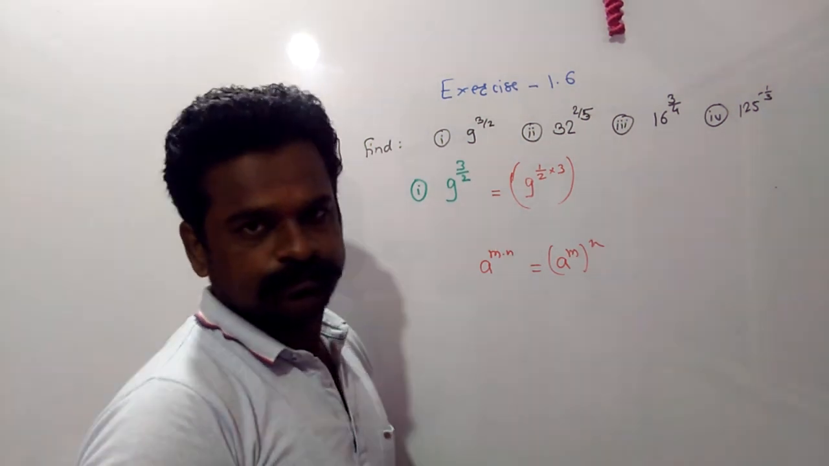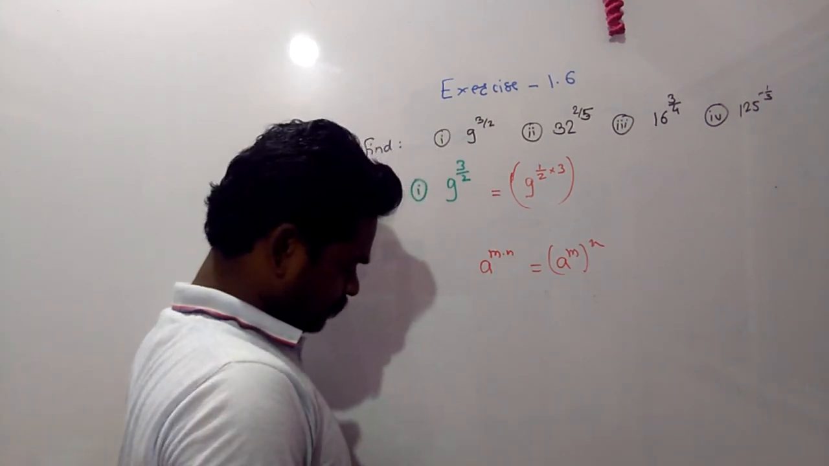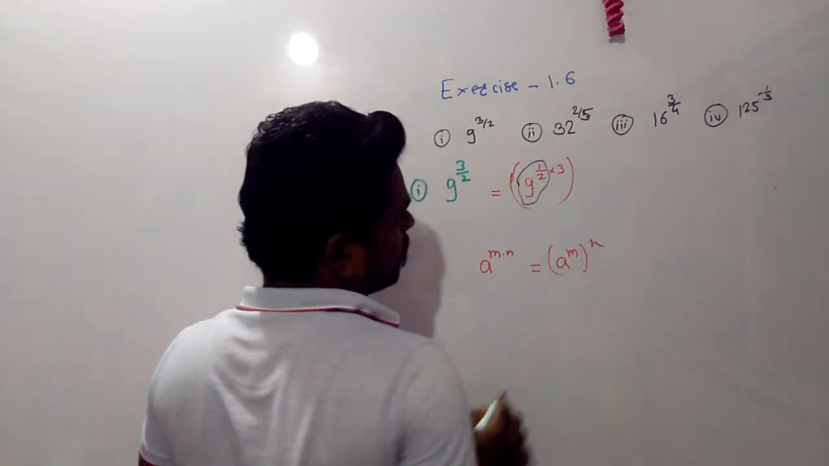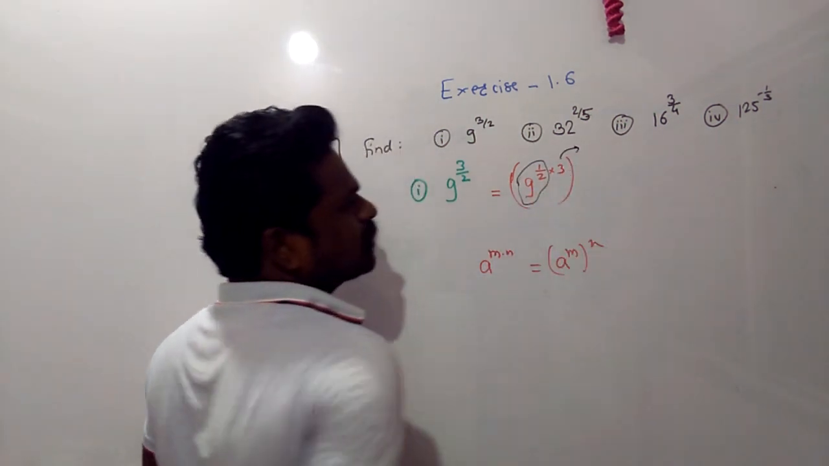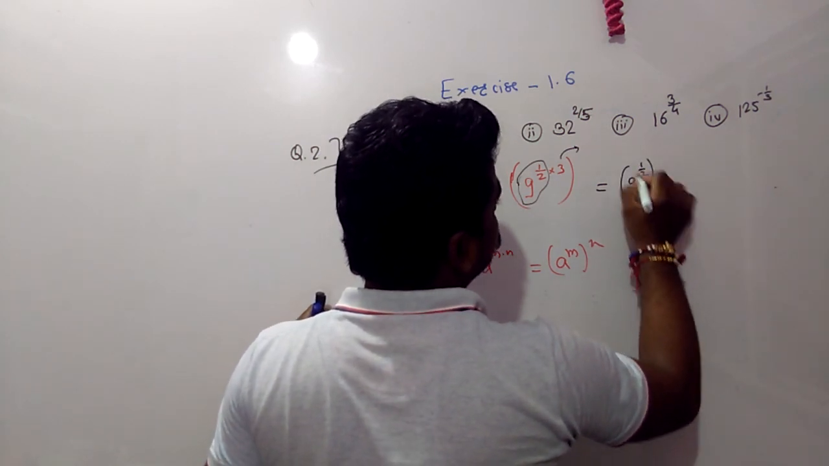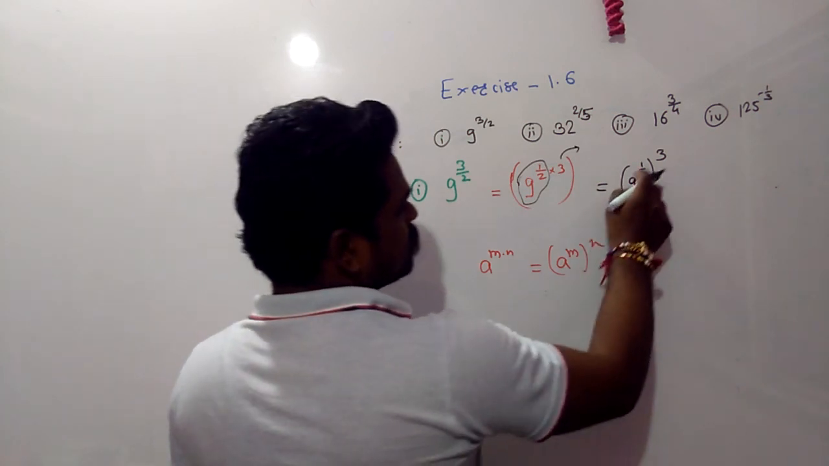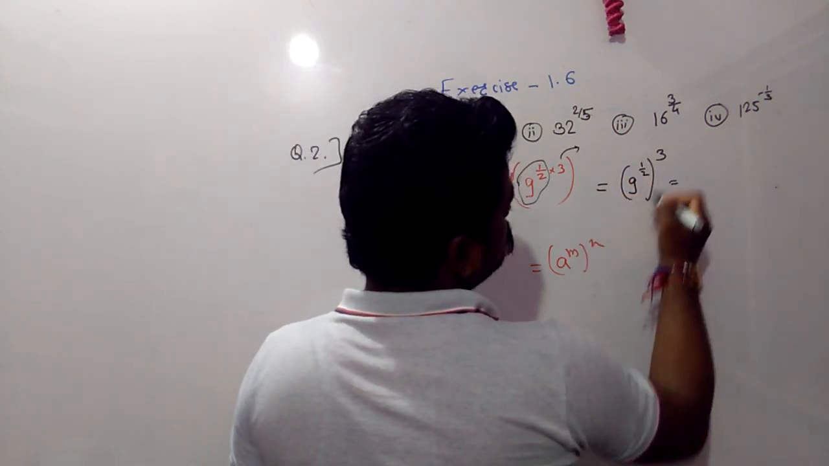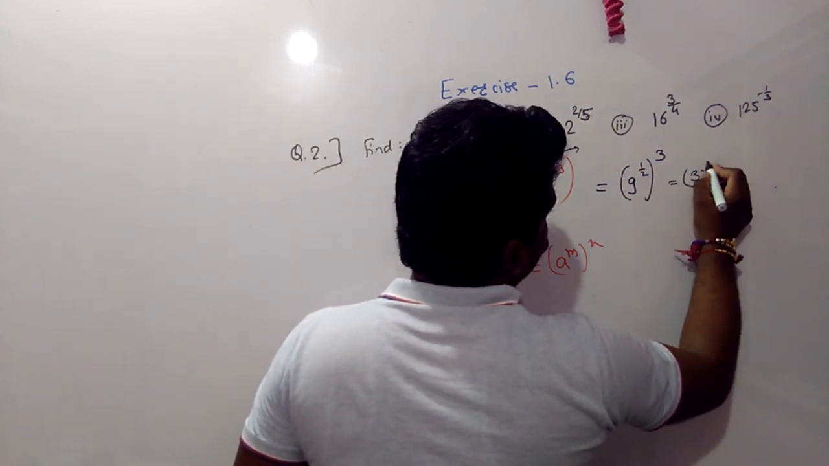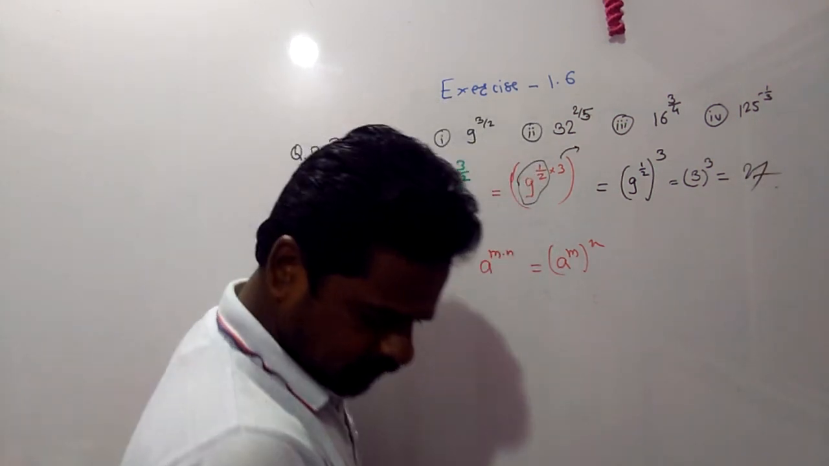Because it's very simple. Now go as per this rule. First we'll take this 9 raised to 1 by 2 inside the bracket and send this 3 outside the bracket. So it will become 9 raised to half, and raised to 3. Now 9 raised to half means square root of 9. Square root of 9 is 3, and it is 3 raised to 3, which is 27. Finish. That's the answer.